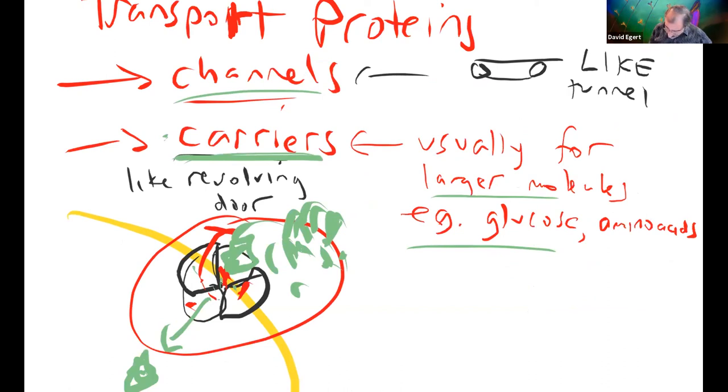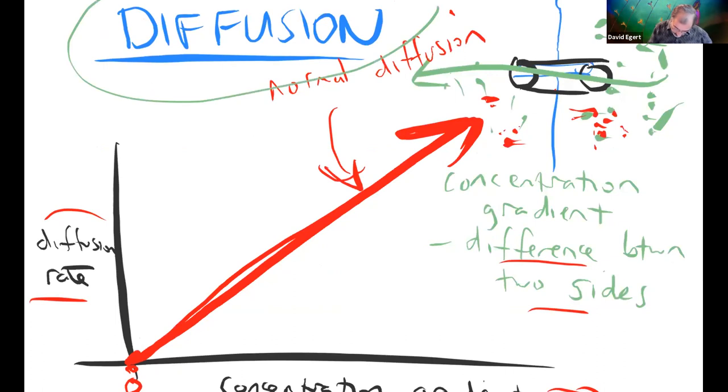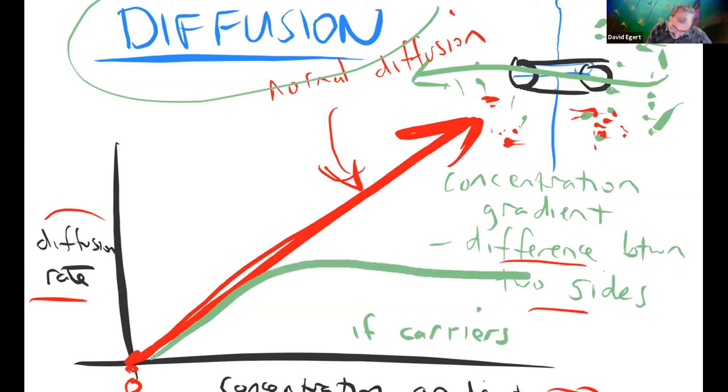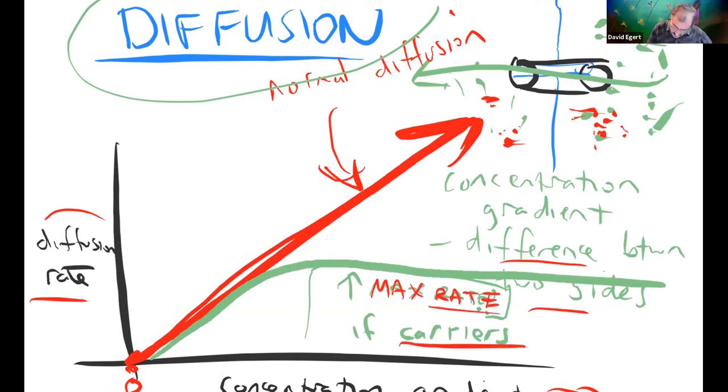So when we look at this graph here, if using carriers, it'll start like this, but then it just hits some max. Right? It doesn't matter how big the concentration gradient is, there is this limit to how fast things can go across the membrane using a carrier. This is what we're going to call facilitated diffusion. So this is still passive transport.